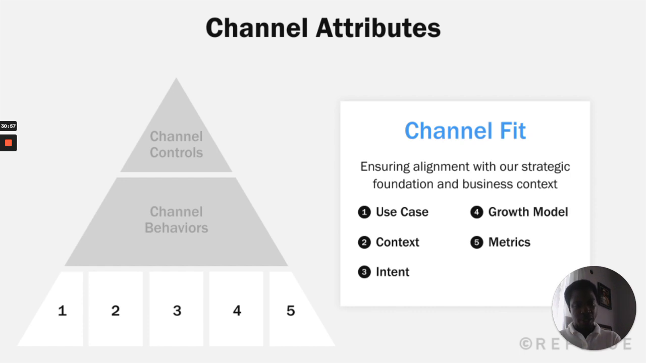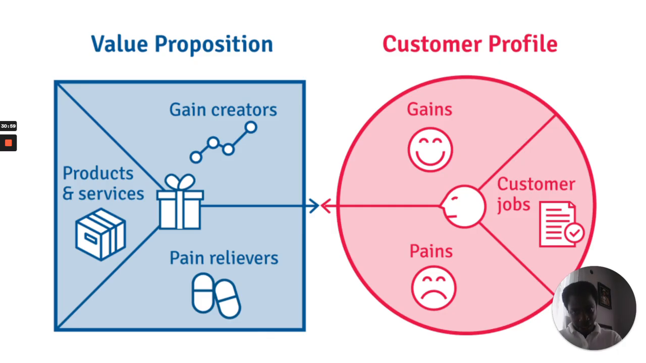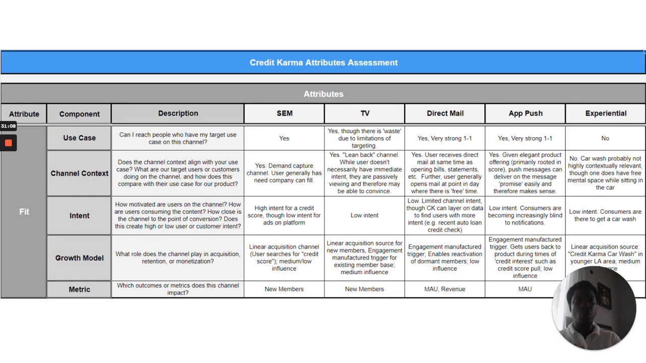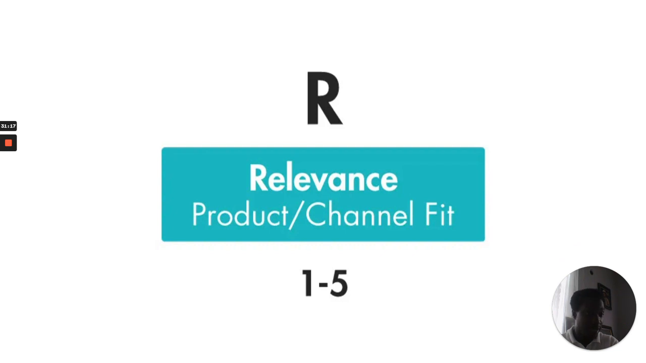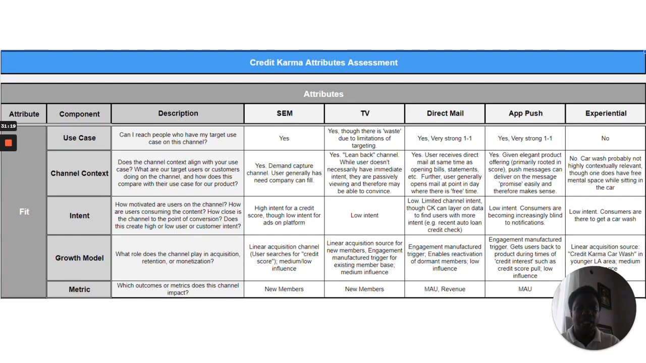So when you've done channel fit, you've looked at your value proposition, and okay, the values here, the kind of customer we are looking for, their pain points, are they on this specific channel? You've gone through your channel fit already. That can help you decide whether to rank this between 1 and 5 for relevance, right? So that's where your channel fit comes into play. This can inform whether you rank it 1 to 5.